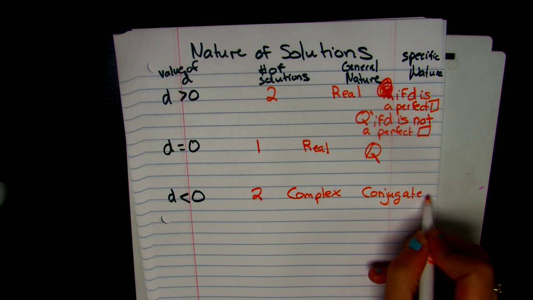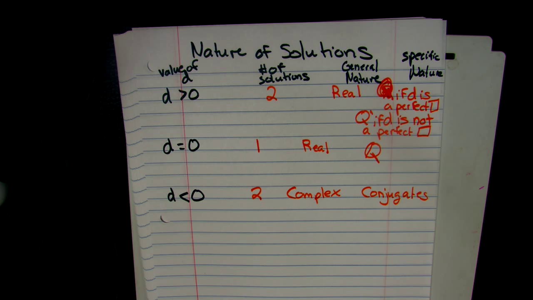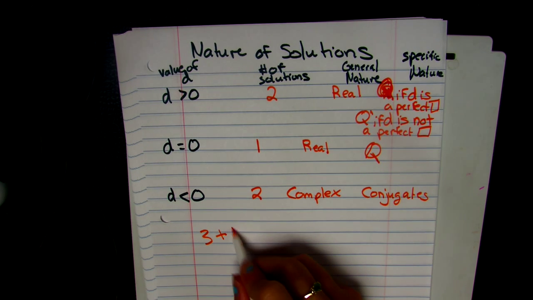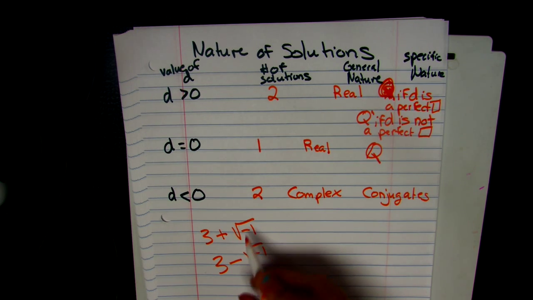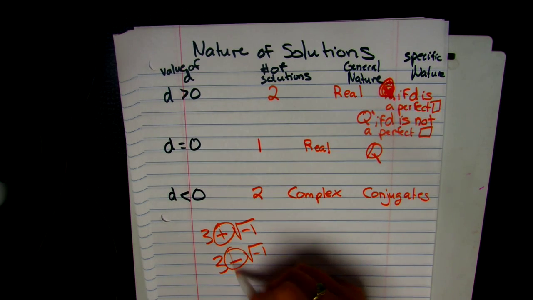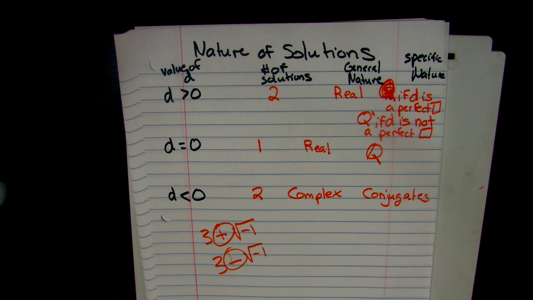And you're like, what are conjugates? Well, the word conjugate, it's the term that refers to the sum and difference of two quantities. So it's the plus and the minus. Remember how we kept doing plus and minus something? That's what it's talking about. So for example, if you have 3 plus the square root of -1, the conjugate would be 3 minus the square root of -1. It's just changing the plus to a minus or a minus to a plus, depending on what you have. So that's what conjugates are.